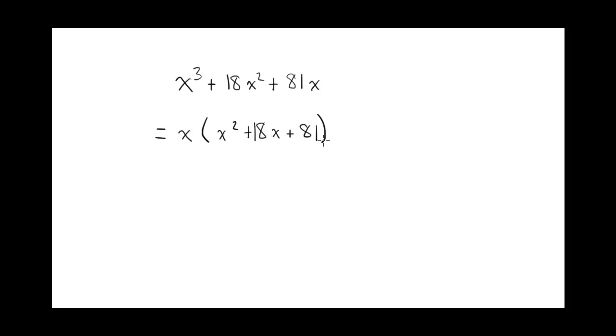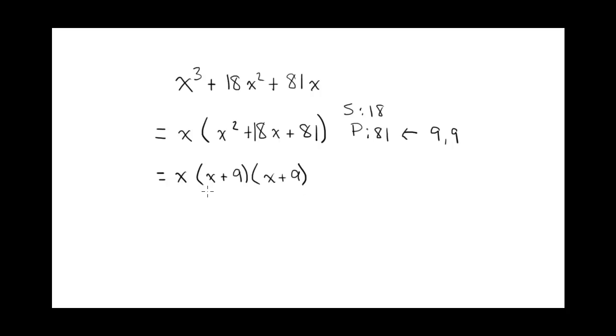So now in the bracket we have just a regular trinomial. So your sum must be 18 and your product must be 81. So what numbers multiply to 81 and add to 18? Well, a product of 81 might make you think 9 times 9. And in fact, 9 times 9 is 81, and 9 plus 9 is 18. So the numbers are 9 and 9. So x plus 9 and x plus 9. So there we go, we factored it.